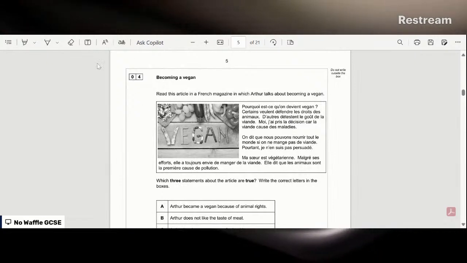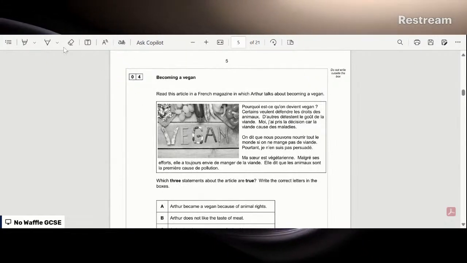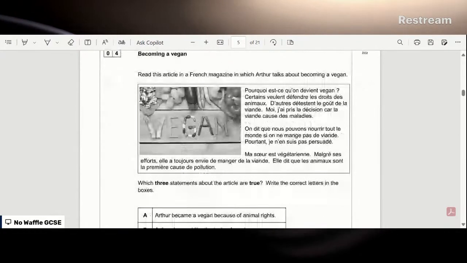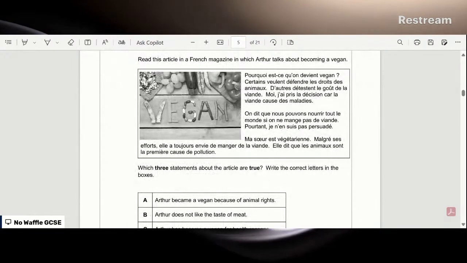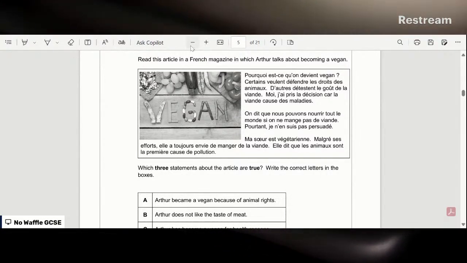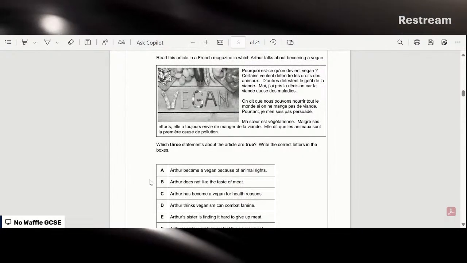Moving on to the next one now. Becoming a vegan. Read this article in a French magazine in which Arthur talks about becoming a vegan. Write which three statements about the article are true. Write the correct letters in the boxes. So there's a lot of possible things that are true here.